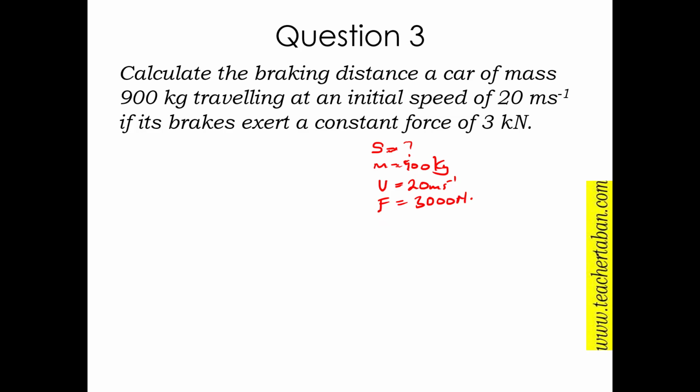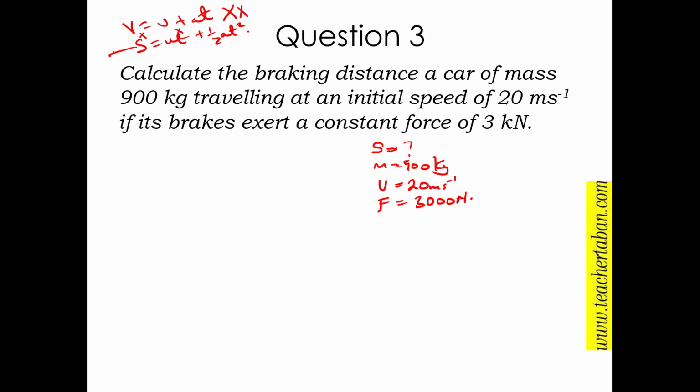Since we're looking for the distance s, we have to review our equations of motion. The first one is v is equal to u plus at. In this case, there is no time or acceleration given, so you cannot use this equation. The second one is s is equal to ut plus a half at squared. In this case, there are two unknowns, the distance s and the time t.